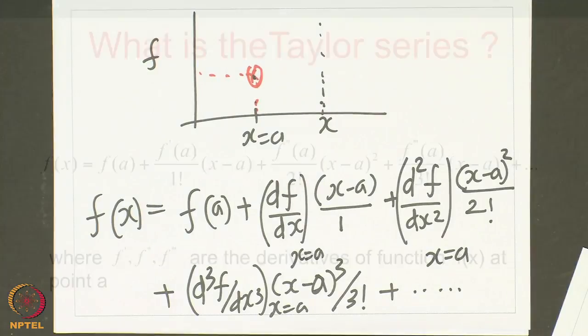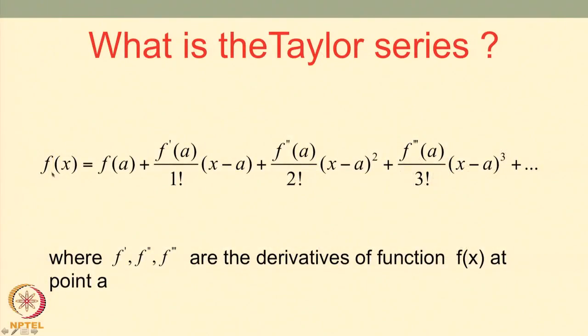So what does the Taylor series say? The Taylor series says that f of x, the function at x, can be obtained if I know the function at a. To that I add f prime a divided by 1 factorial times x minus a, that is the first derivative times the difference, plus the second derivative f double prime a, evaluated at a, divided by 2 factorial times x minus a square, third derivative divided by 3 factorial times x minus a cube, and so on and so forth, where f prime, f double prime, f triple prime are the derivatives of function f of x at point a. So if I know all derivatives at a, I can use this and obtain this.